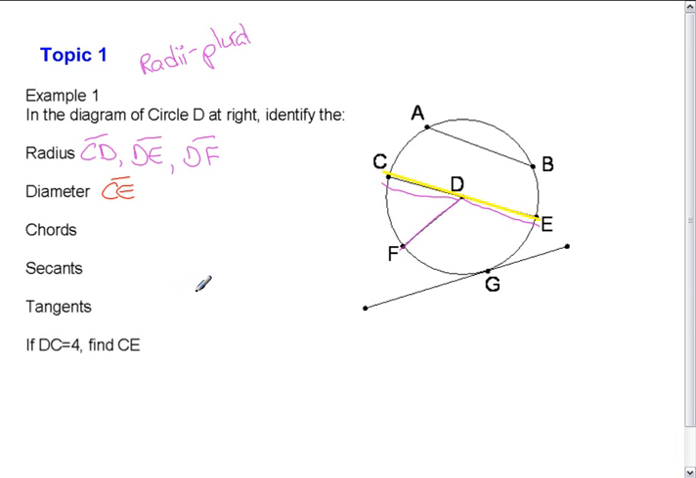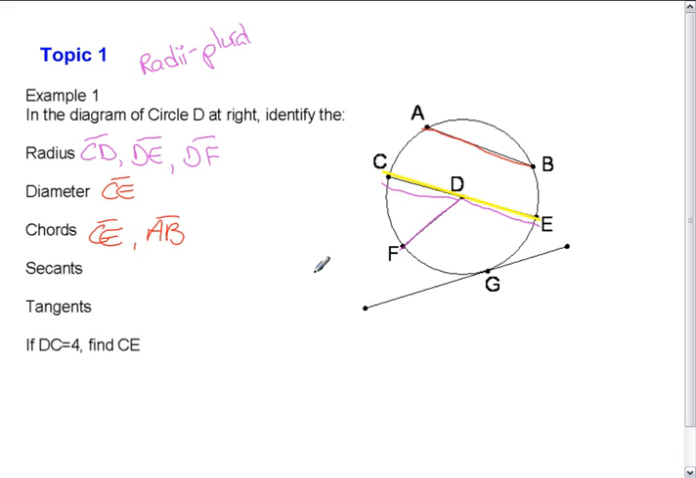Chords. Now a chord is more general. The diameter is the name of a specific chord, so we can write CE down here again, because the definition of a chord just means a segment connecting 2 points of a circle. CE definitely does that. AB also does that. From A to B, it just goes from one point to another point. A chord in general does not have to go through the center.